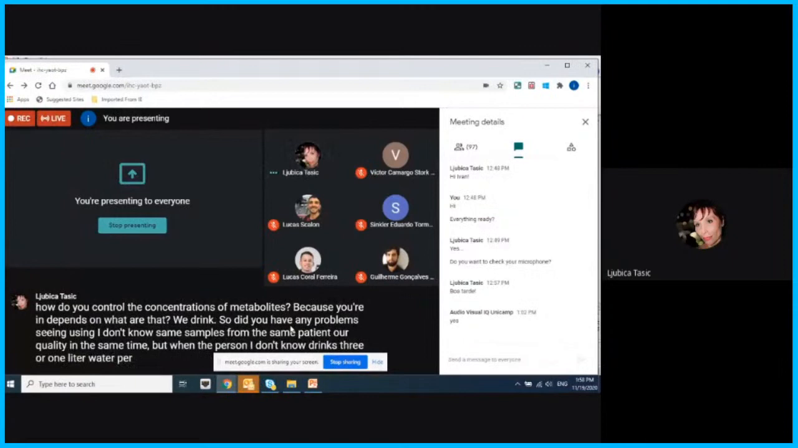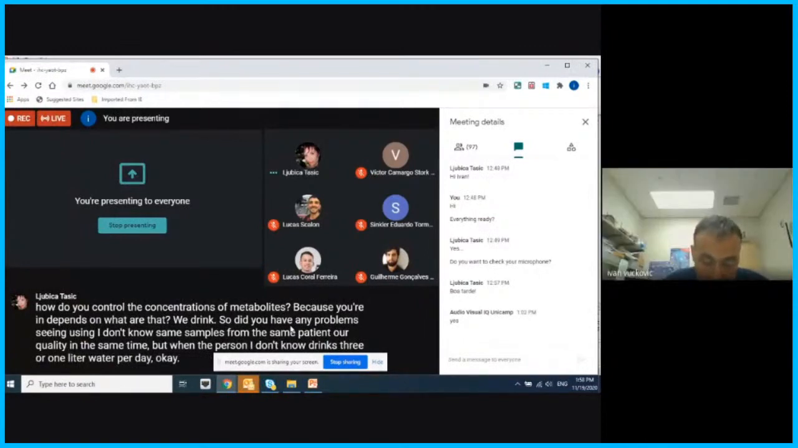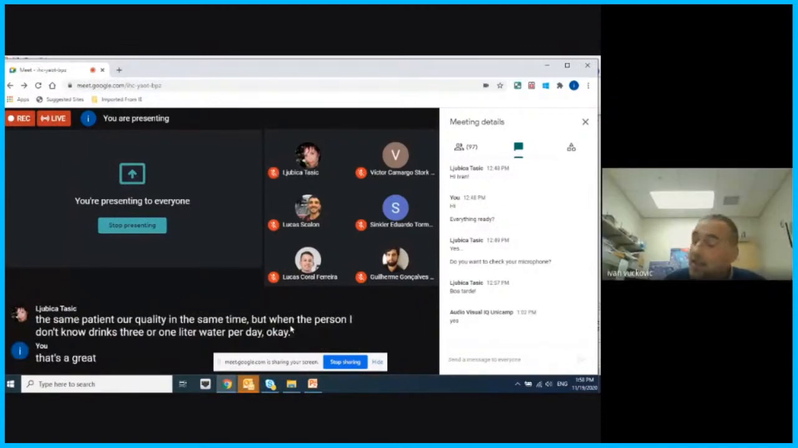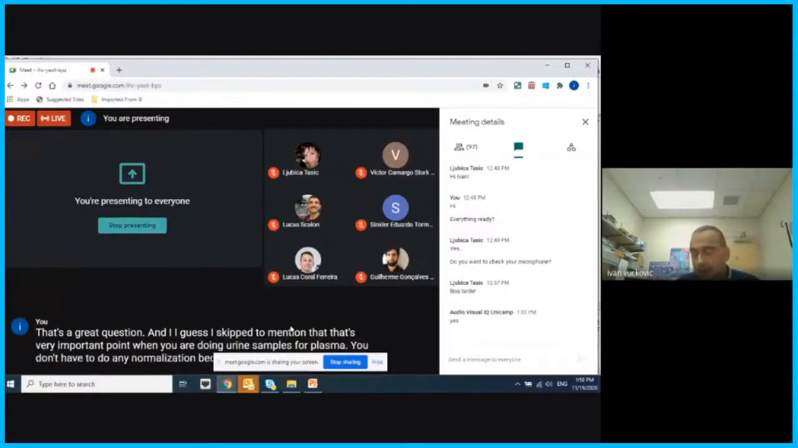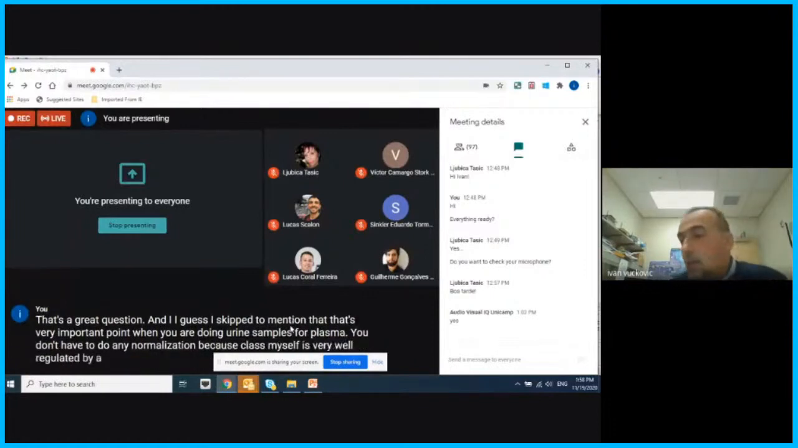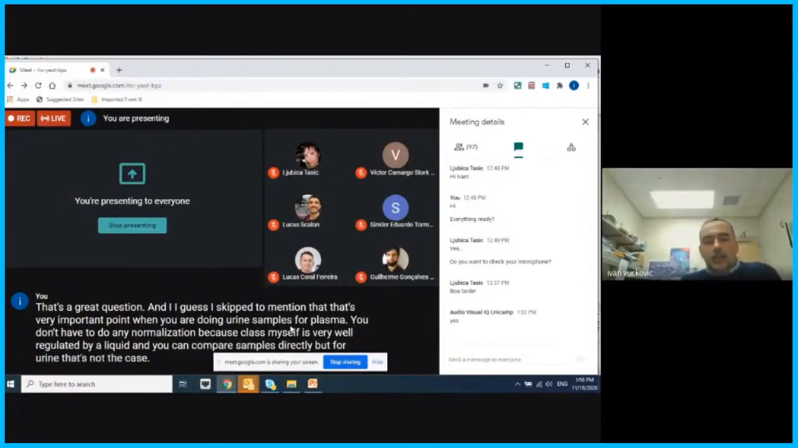Okay. That's a great question. And I guess I skipped mentioning that that's a very important point when you are doing urine samples. For plasma, you don't have to do any normalization, because plasma itself is very well regulated and you can compare samples directly. But for urine, that's not the case. It heavily depends on hydration, so you need to account for that.